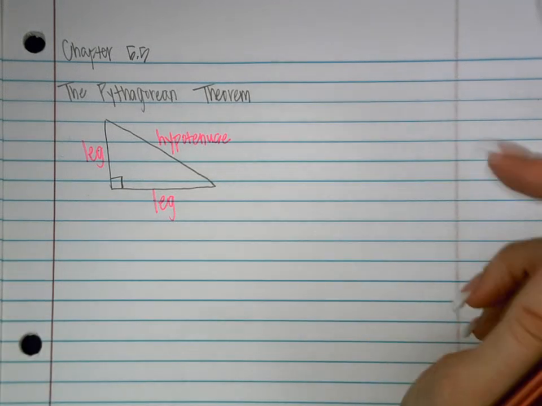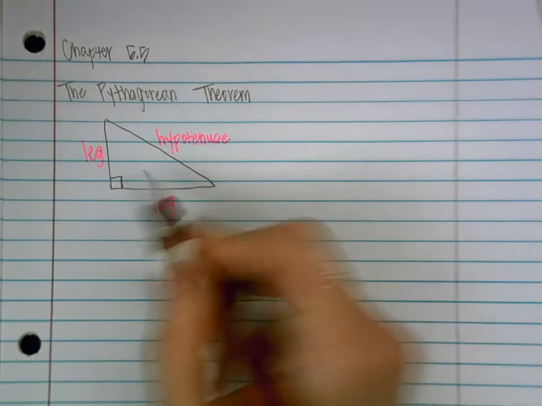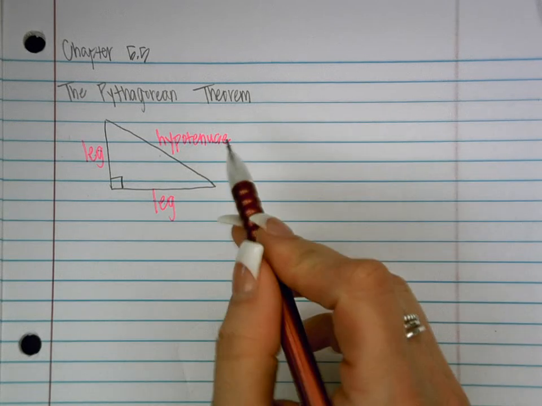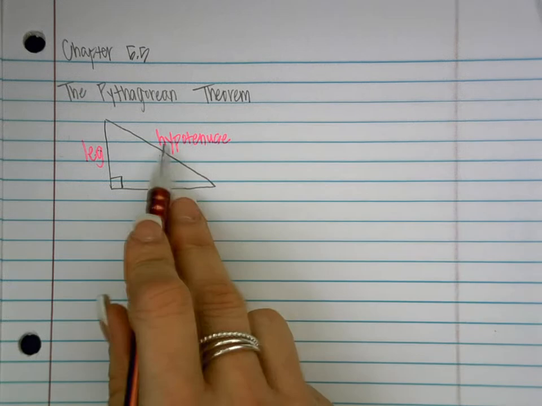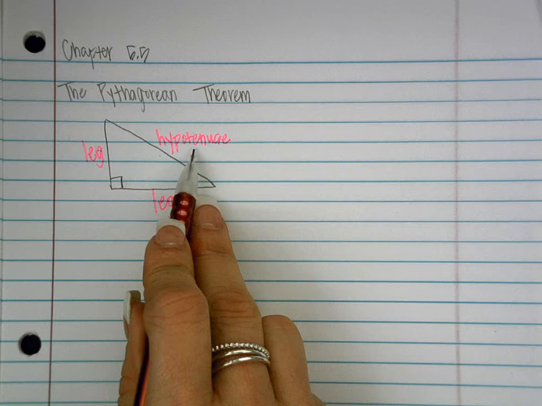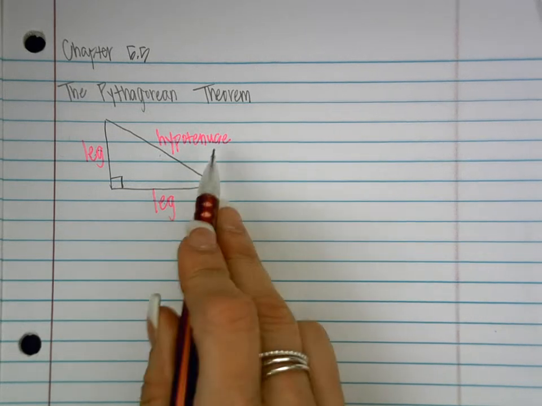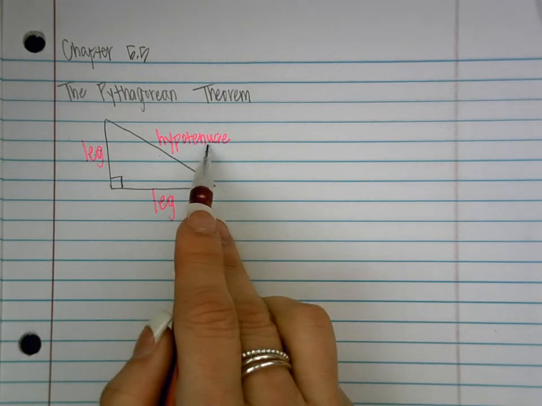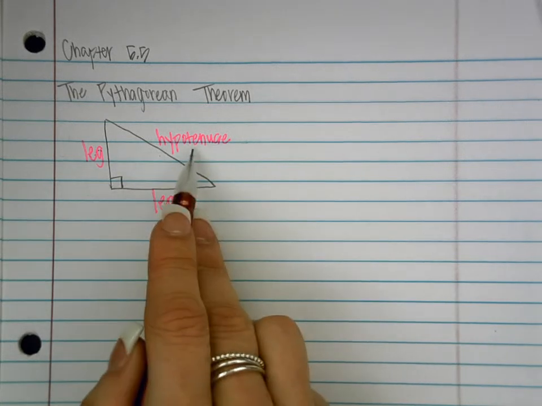So, first thing you need to know is we need to be able to use the right terminology. These are the legs of a triangle. The one that's opposite the right angle is always called the hypotenuse. And yes, you will need to know how to write that. H-Y-P-O-T-E-N-U-S-E. Hypotenuse.